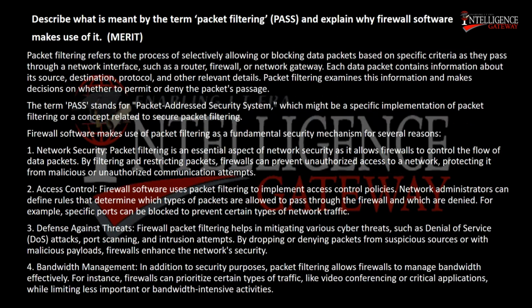Describe what is meant by the term packet filtering, and explain why firewall software makes use of it. Packet filtering refers to the process of selectively allowing or blocking data packets based on specific criteria as they pass through a network interface, such as a router, firewall, or network gateway. Each data packet contains information about its source, destination, protocol, and other relevant details. Packet filtering examines this information and makes decisions on whether to permit or deny the packet's passage.